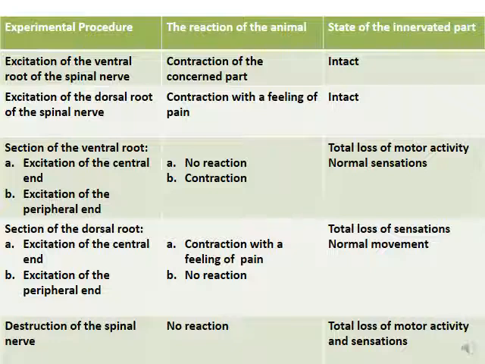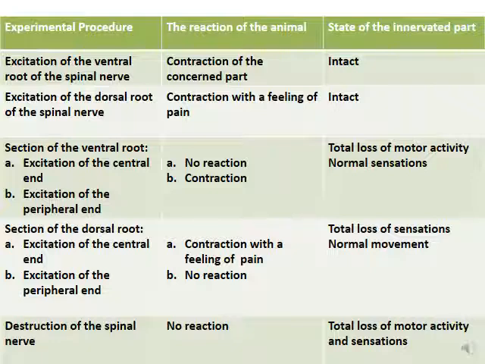Excitation of the ventral root of a spinal nerve. What will happen? Excitation of the dorsal root, excitation of the central end, excitation of the peripheral end after the sectioning of the ventral root, and so on. So, excitation of the ventral root of the spinal nerve gives contraction, while excitation of the dorsal root gives contraction with the feeling of pain.